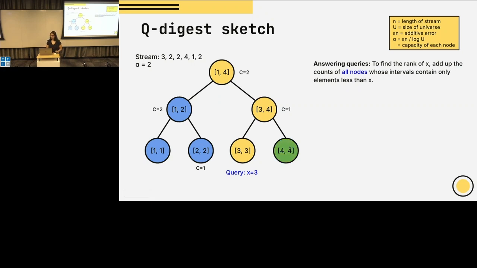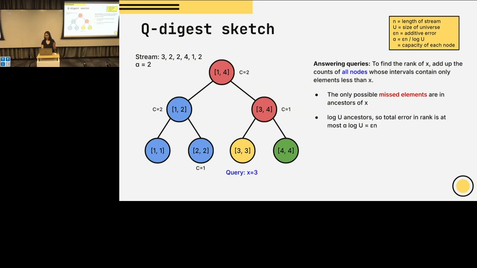Similarly, if you look at the green nodes, there's only one green node here, but really it's all of the things that are to the right of the path containing x equals 3, and all of those are definitely more than 3. The only things that we're unsure about are on the path leading up to 3. Those elements that were inserted there could be greater or less than 3. We don't know. But the point is that's how we chose our capacity alpha. There are log U ancestors, so the total error is at most alpha log U, and alpha was epsilon n over log U, as you can see here. So the total additive error is going to be epsilon n.